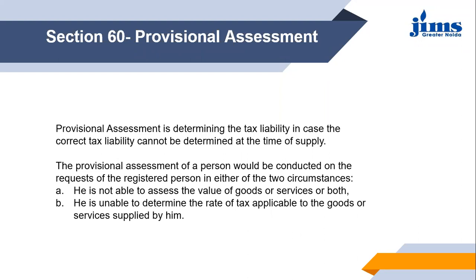Then coming to the next point, that is section 60, and provisional assessment we are talking about here. See, this is one of the very, very important points under assessment when we talk about the provisional assessment. Now, section 60 says that provisional assessment is determining the tax liability in case the correct tax liability cannot be determined at the time of supply.